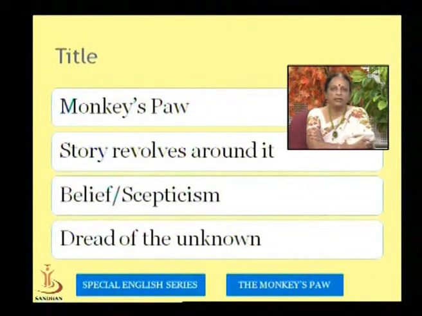So go back home, my dear students, and read the one-act play, and you will see how effectively it has been used by W. W. Jacobs. As for your questions, remember, we can talk about the character sketches of Mr. and Mrs. White. We can talk about Herbert, and of course we can talk about Sergeant Major Morris. For your short notes, we can talk about the ending of the play. We can talk about the title of the play. We can talk about mystery in the play.